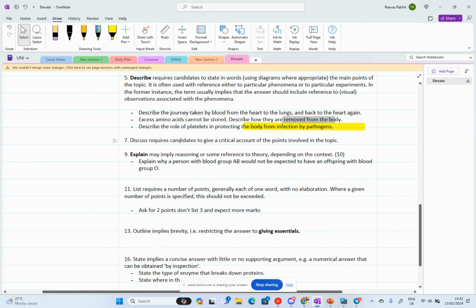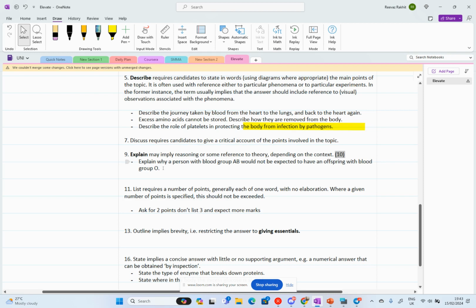Discuss is similar to comment. Let's not go so in depth. Explain comes out a lot. Based on the 2024 specimen paper, there were 10 questions about explain. So you need to know what explain pretty much means. It just means reasoning or some reference to theory depending on the context. Now that's quite vague, because you don't know what the context is.